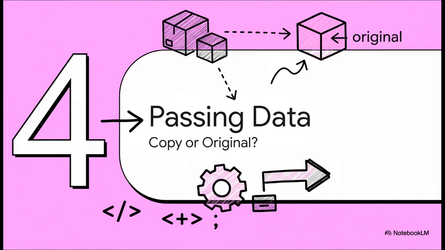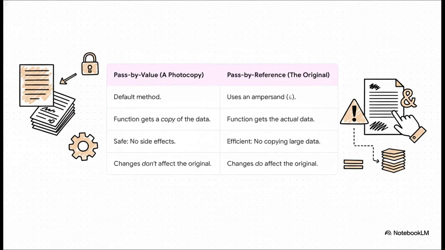Okay, so we know how to get data out of a function with return values, but let's look closer at how we get it in. When we pass an argument to a function, how does C++ actually hand over that information? Turns out there are 2 fundamental ways, and the difference between them is absolutely critical. By default, C++ uses something called pass-by-value.